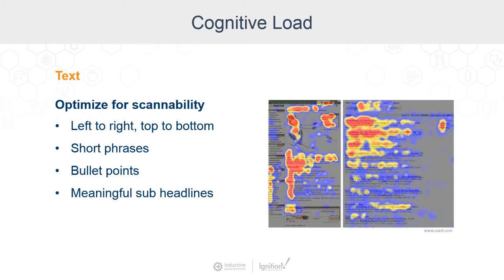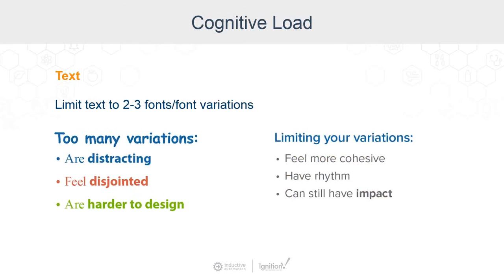You want to make sure that information is organized left to right, top to bottom. Try and use short phrases, bullet points, and wrap up your data under a meaningful subheadline, kind of like we have right here. Try and limit your text to 2 or 3 fonts or font variations. A variation would be a color change, making something bold or italic.